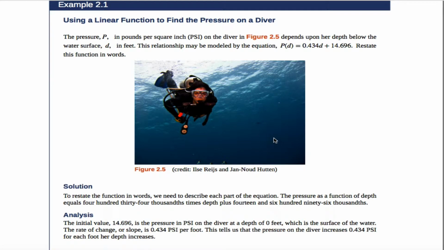All right, here's example 2.1 for OpenStax PreCalculus. Here we're essentially translating a linear equation, written symbolically in math, into words, explaining what this thing means. In this specific case, I have a function, and the function tells me the pressure as a function of, so the variable is the depth. So picture a diver, the deeper you go, the more pressure there is apparently. And what we're asked to do is restate this function in words.